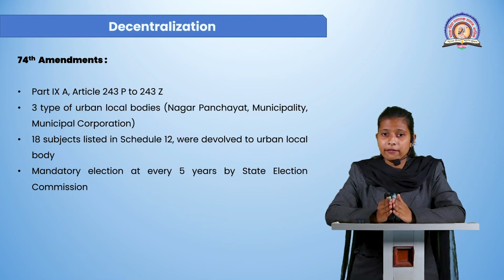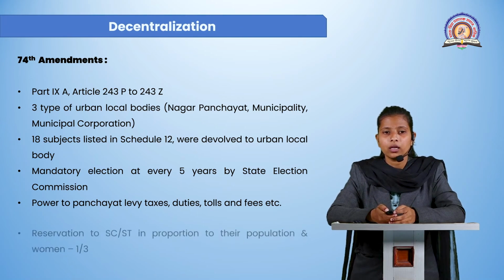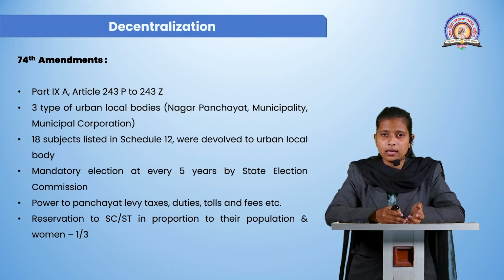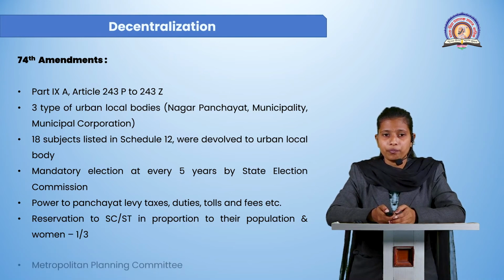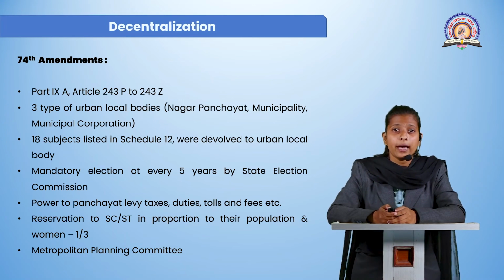And after 5 years, a mandatory election happens by the State Election Commission, and the power is as in the rural body, that is to levy tax, duties, toll, fees, etc. And the reservation of SCs and STs is there in proportion to their population, and one third of seats for women, as there is in the Panchayati Raj. In a similar way, this is also in the 74th Amendment Act for Nagar Panchayat, municipalities, and municipal corporation. And the last one, the Metropolitan Planning Committee, is the heading of the 74th Amendment. So this is all about the 73rd and 74th Amendment.